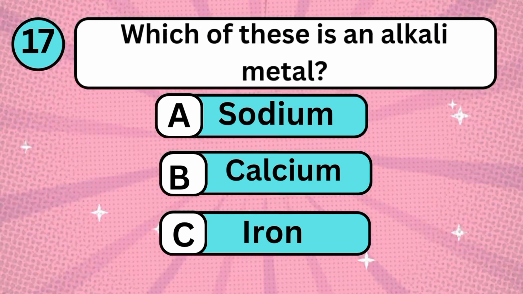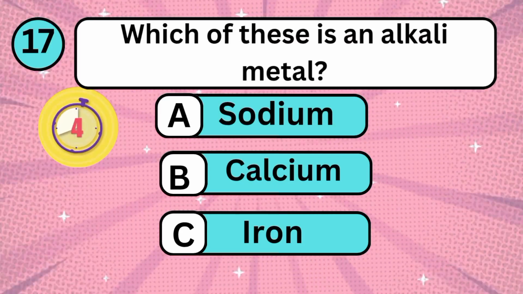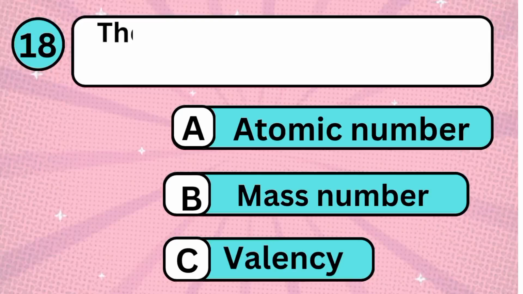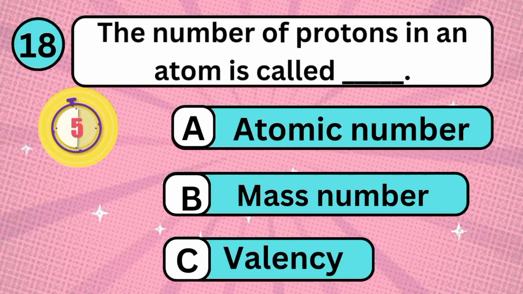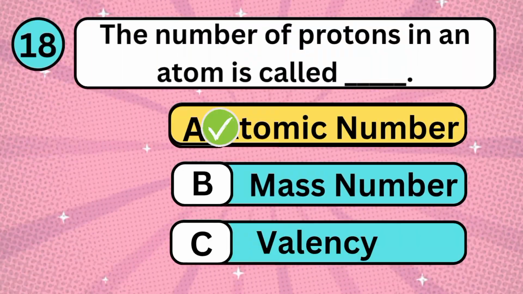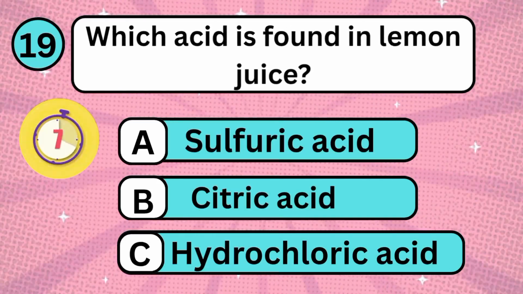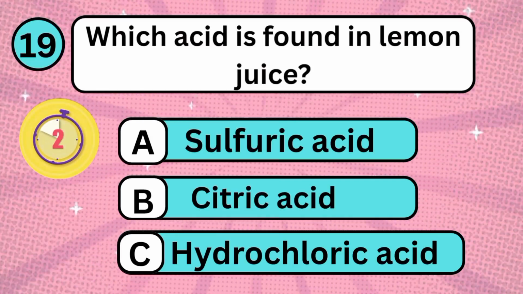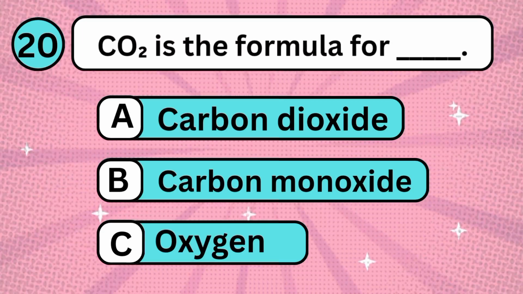Which of these is an alkali metal? The number of protons in an atom is called. Which acid is found in lemon juice? CO2 is the formula for.